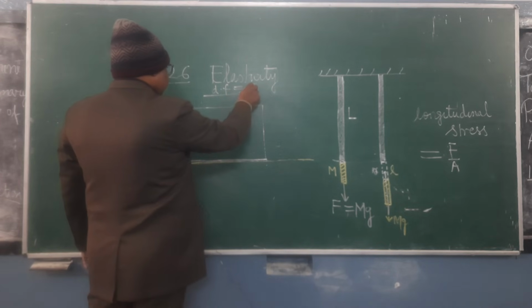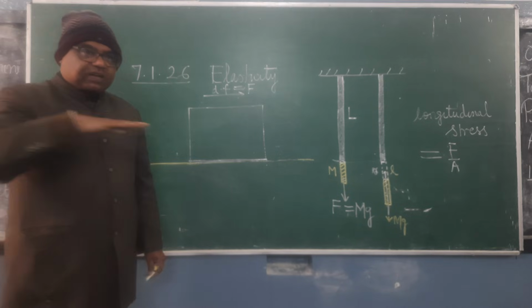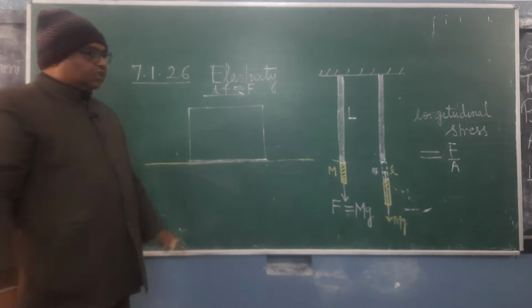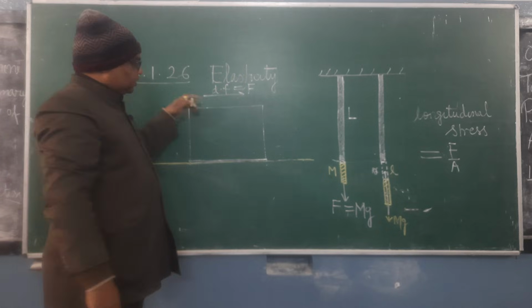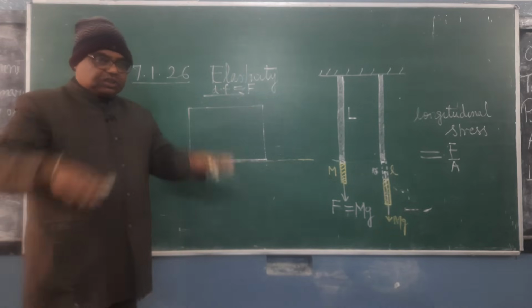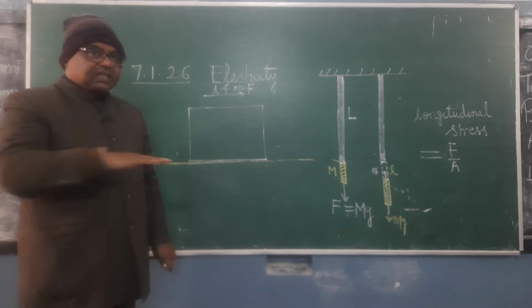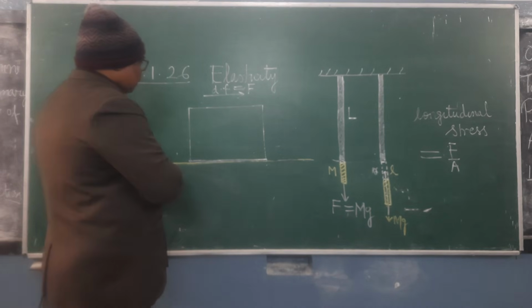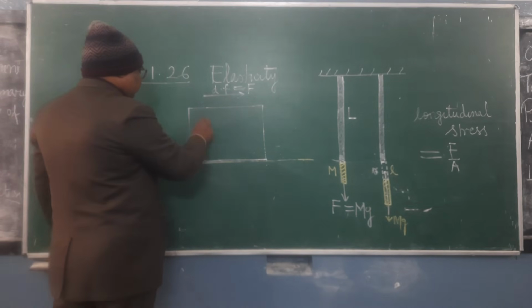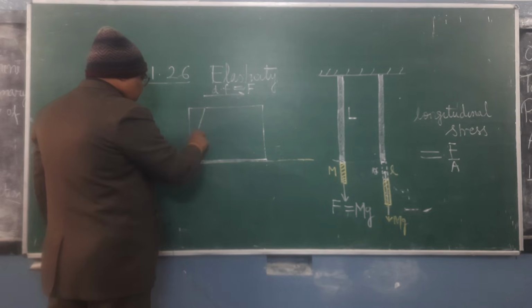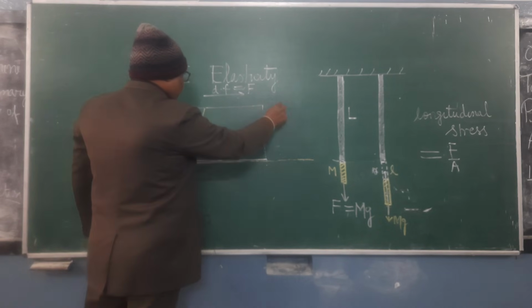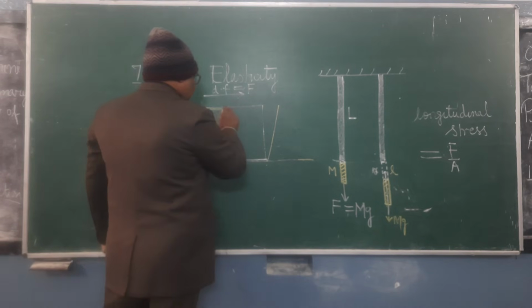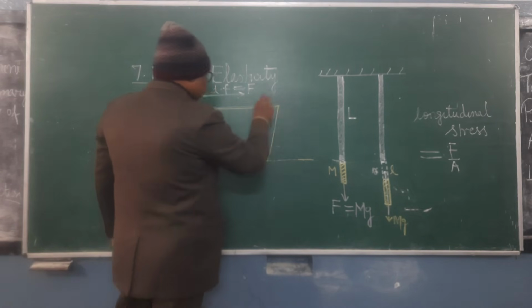Deforming force F is applied tangentially to the surface. It is acting tangentially to the surface. It is not being pressed. Because of this tangential force, what will happen? This upper surface will move in the forward direction. Is it clear?